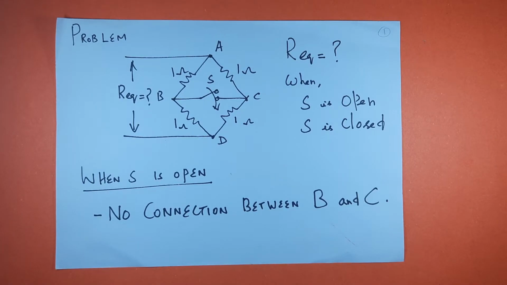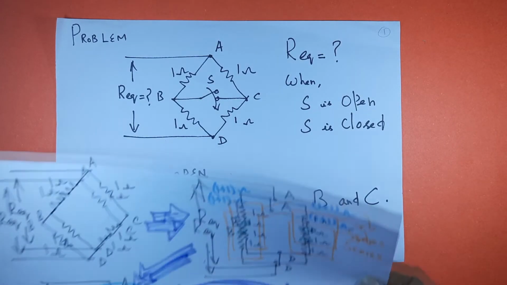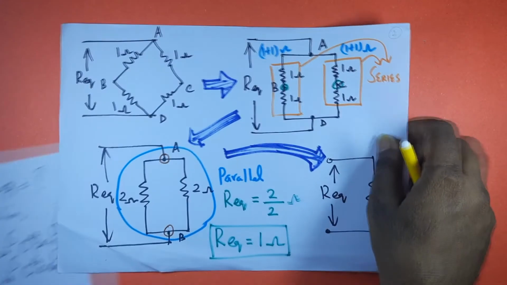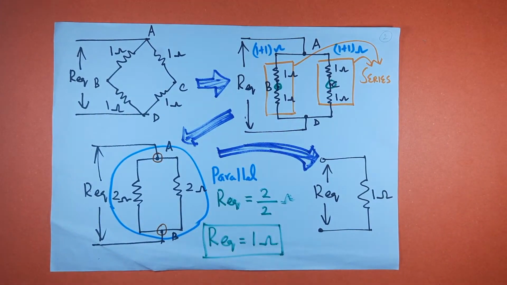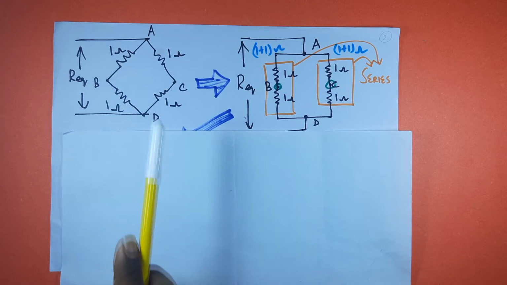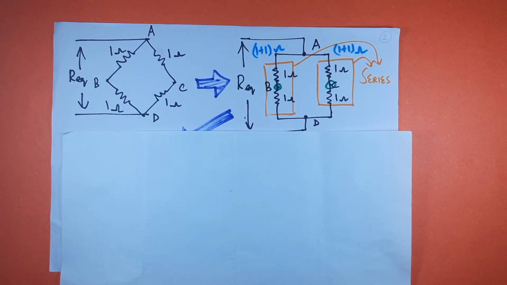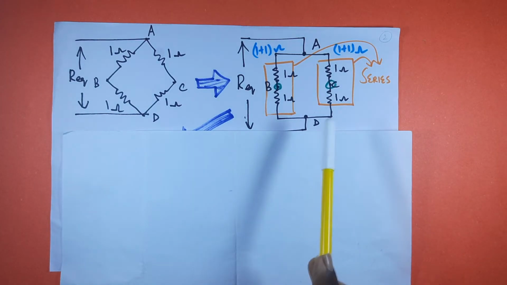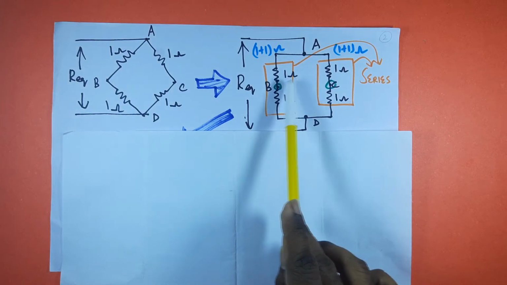Case 1 is when switch S is open, that means there is no connection between point B and point C. So this is going to be the situation. There is no connection between point B and point C. The same circuit I am just redrawing for your convenience. This is a redrawn circuit.